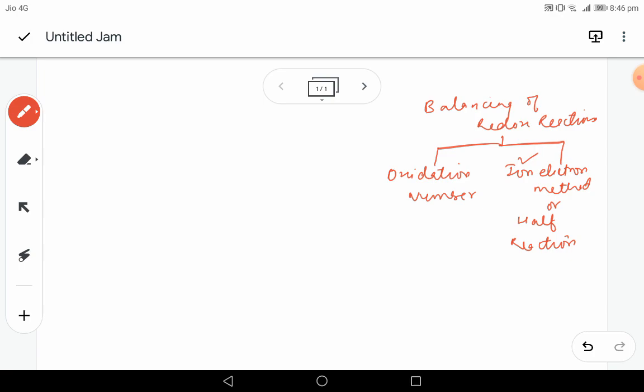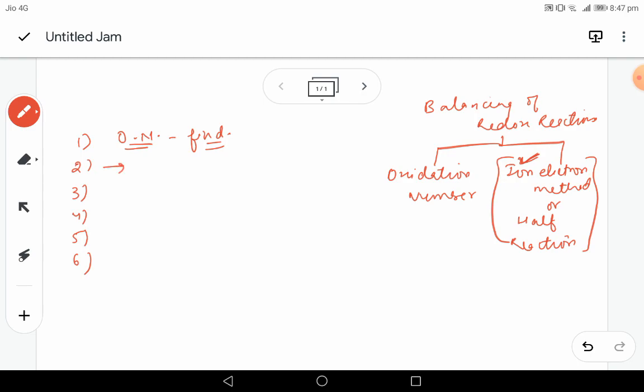There are certain rules or steps that we have to follow if we are balancing a redox reaction using the ion electron method or half reaction method. So what are the steps? I want you all to write down these steps with me, because if we follow all the steps, our reaction will get balanced very easily. The first step is that whatever ionic equation is given to us, we have to find the oxidation number of all the elements given there.